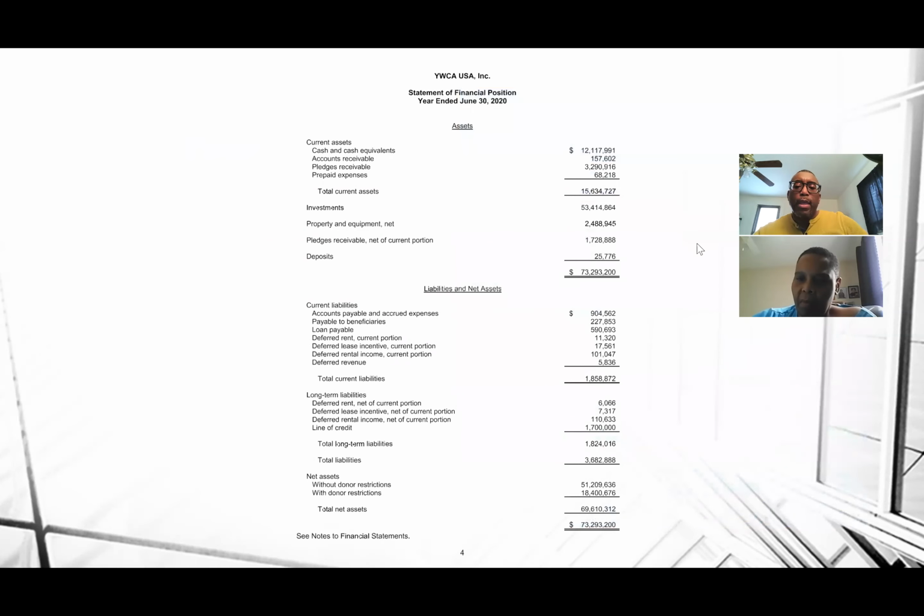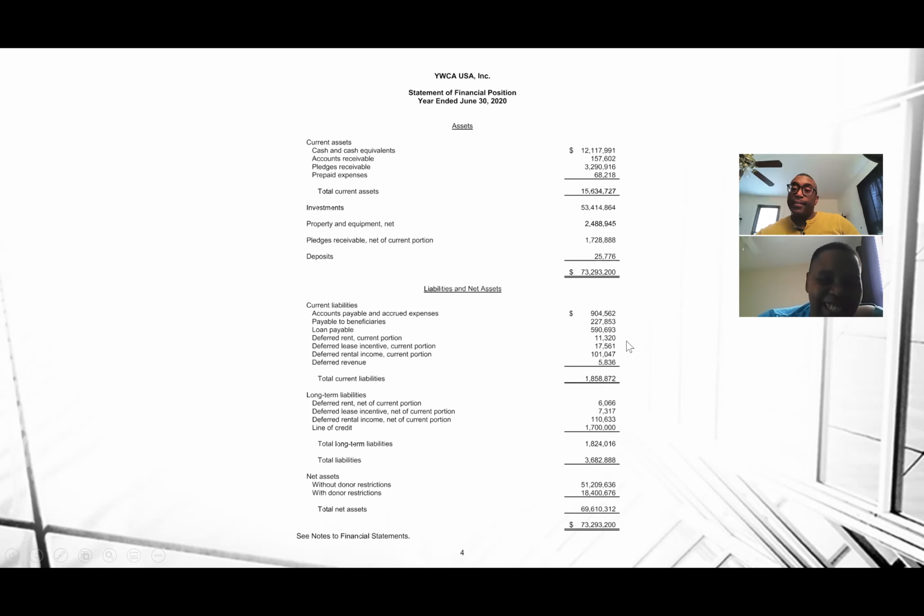I don't have the time, but I will go ahead and upload the file into the chat. I went ahead and just downloaded the YWCA's statements because I know some of you deal with nonprofits. So I downloaded a nonprofit financial statement. I used the YWCA, which is out there right on their website.